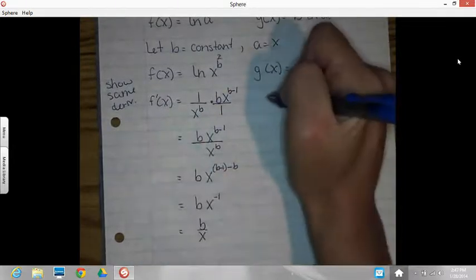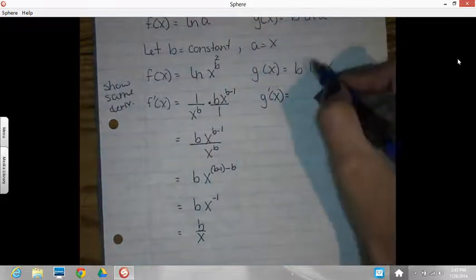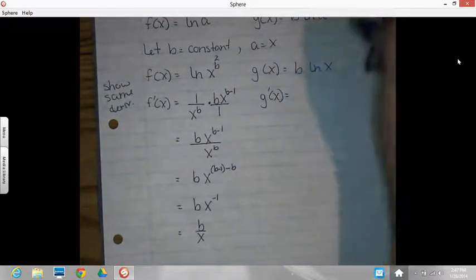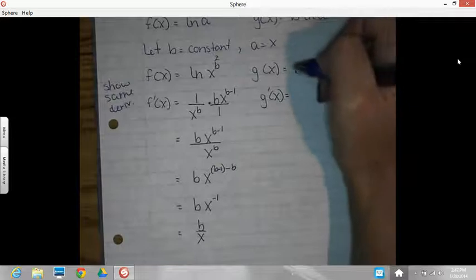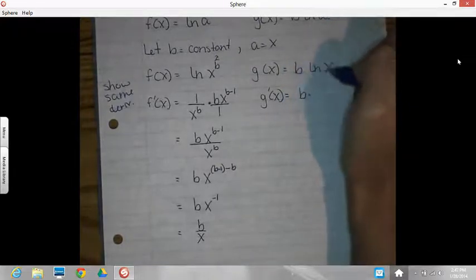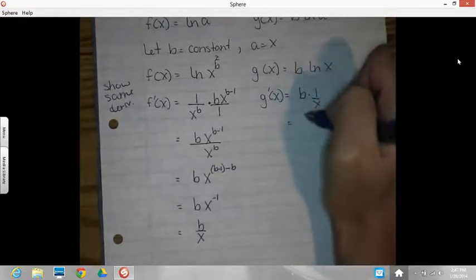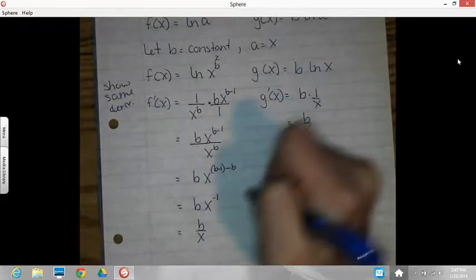Over here, derivative. So remember, the b is a multiplier. You just carry that along as a multiplier. So it's b times this derivative, which is 1 over x. This one was easy. It's b over x. So same derivative.